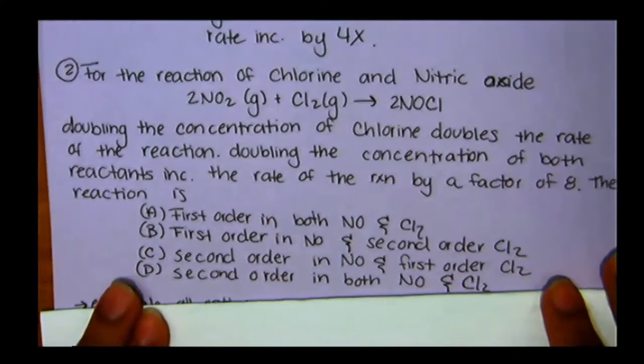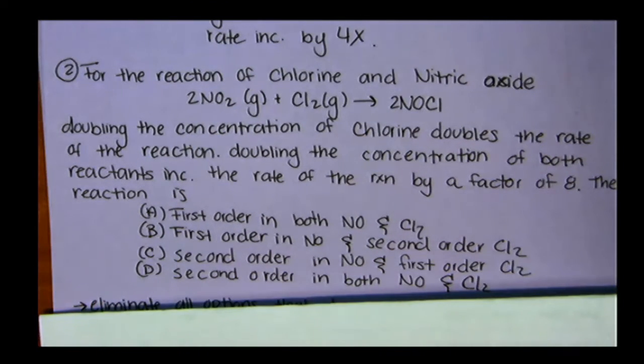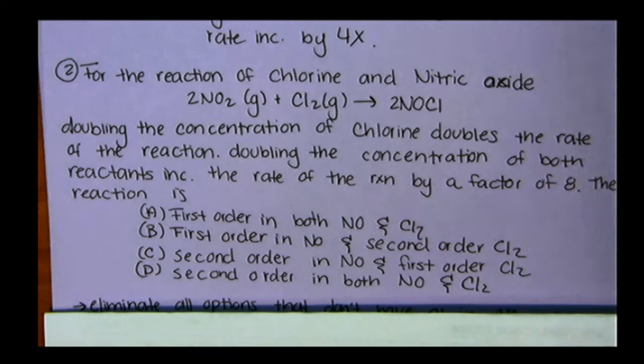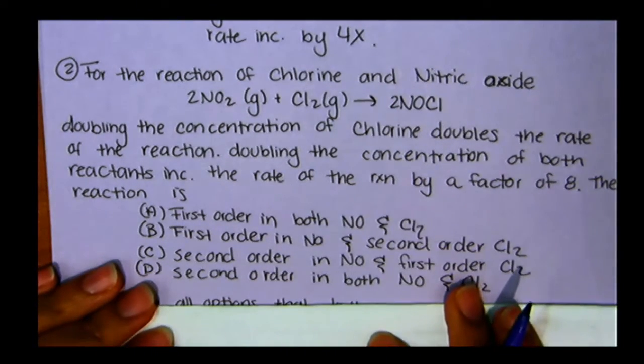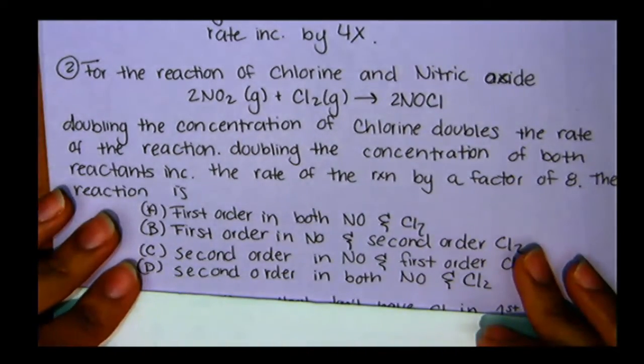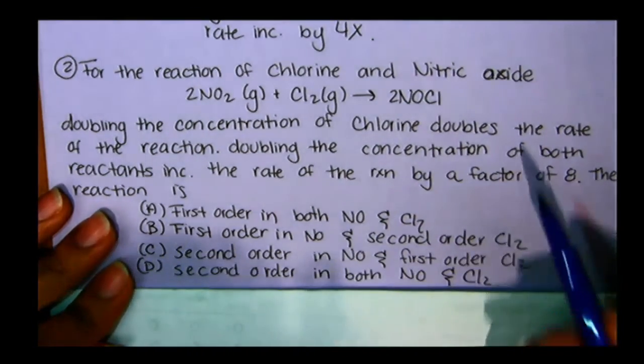All right, so for the reaction of chlorine and nitric oxide, doubling the concentration of chlorine doubles the rate of the reaction. So what is the order of chlorine? I heard, okay, first order, cool. So we automatically already know that chlorine is first order. So whatever they're asking me, I'm just going to ignore anything that says first order for chlorine as of now, even before I finish. I'm just going to ignore it because it's wrong. So that one's wrong.